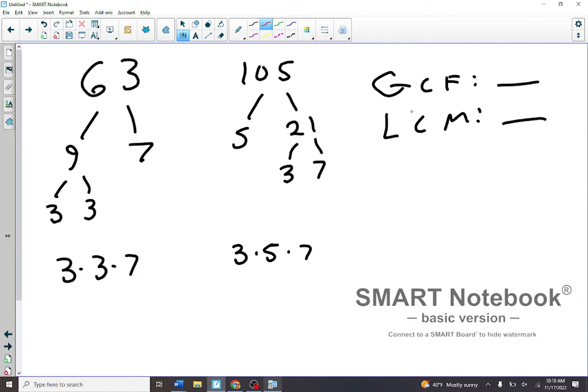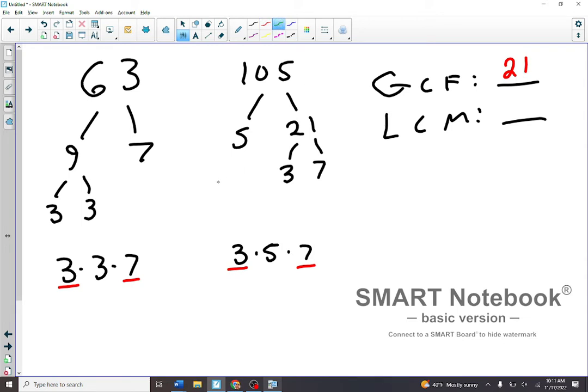So the GCF is? There's a 3. What else do they have in common? There's 3 and 7. So 3 times 7 is 21. So the answer for that one is 21.